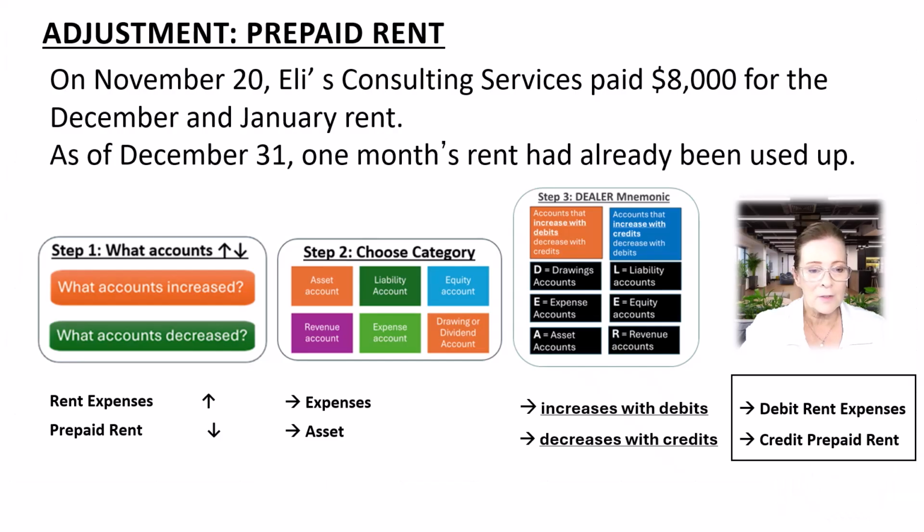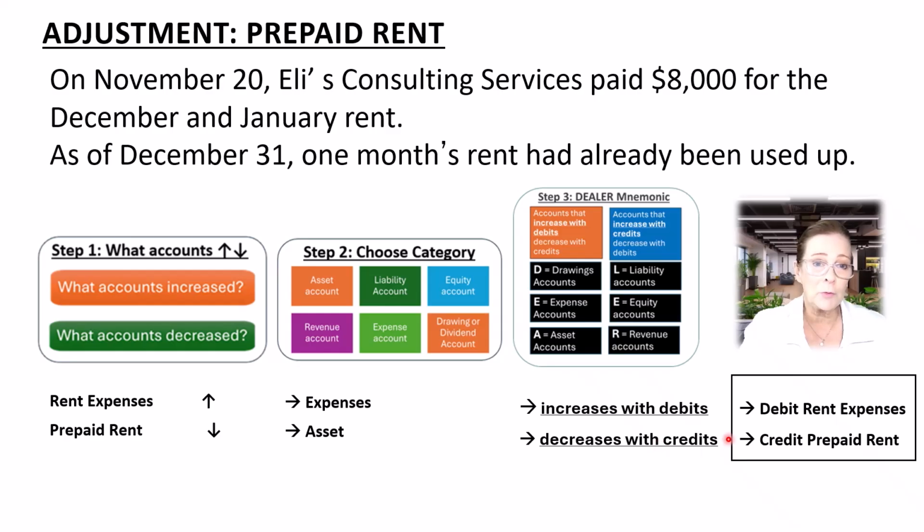Let's analyze this transaction. We now have more rent expenses. Rent expenses are expenses, and according to the dealer mnemonic, expenses increase with debits. So debit rent expenses. We also have less prepaid rent. Prepaid rent is an asset account, and asset accounts decrease with credits. So a credit to prepaid rent.